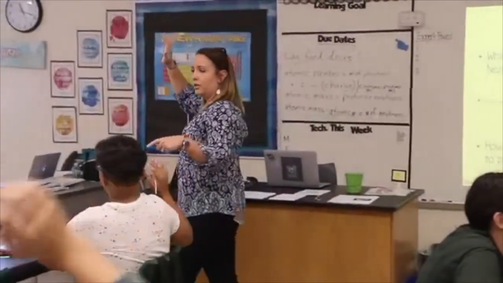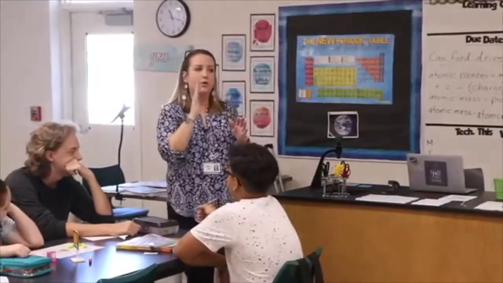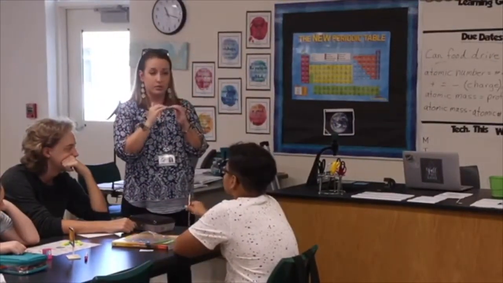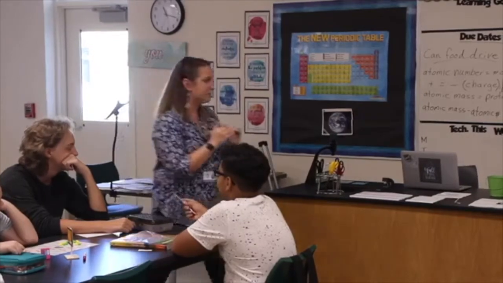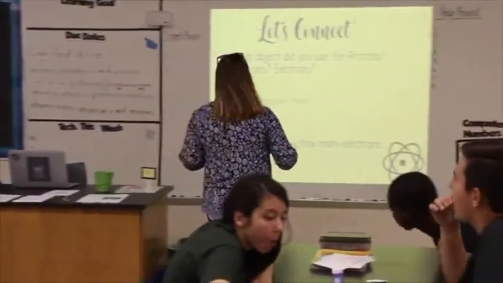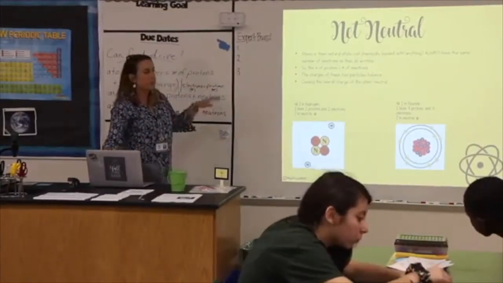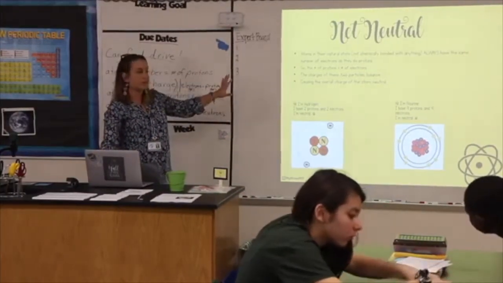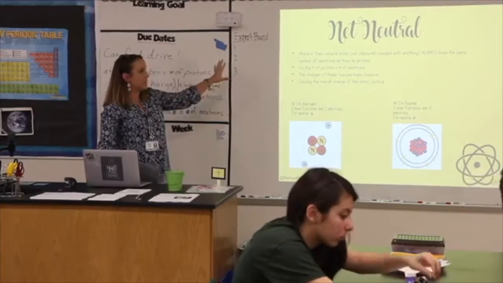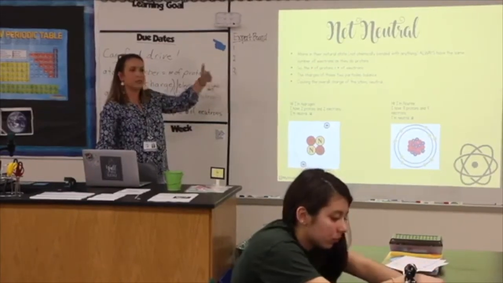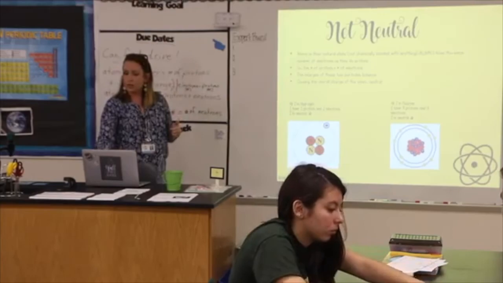So you knew how many electrons to put because you know that the number of protons and electrons in a neutral atom are always equal. Perfect. Awesome. All right, so this is just a recap of what we just talked about. Atoms in their natural state always have the same number of electrons as they do protons, which you guys are well aware of, so well done.